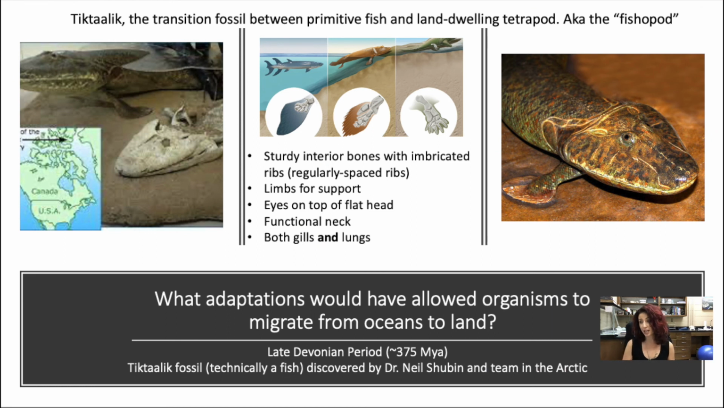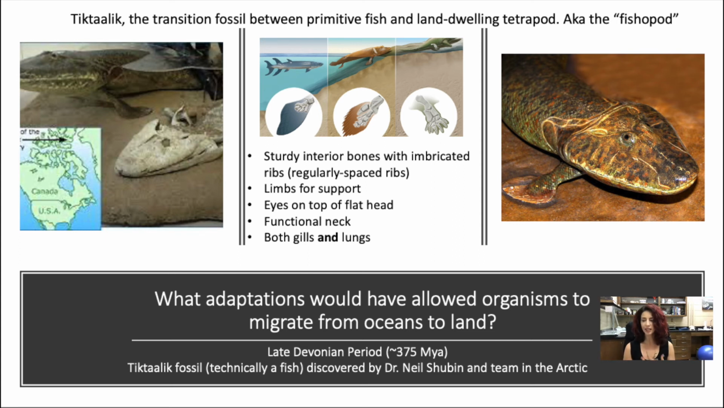You may have seen images of Tiktaalik before, but this is one of the prime key examples of a transition fossil that showed us the transition between a fish and a true tetrapod, something that walks with 4 limbs on land. So this is the transition fossil between primitive fish and land-dwelling tetrapods, aka the fishapod. So a tetrapod simply means 4 feet.